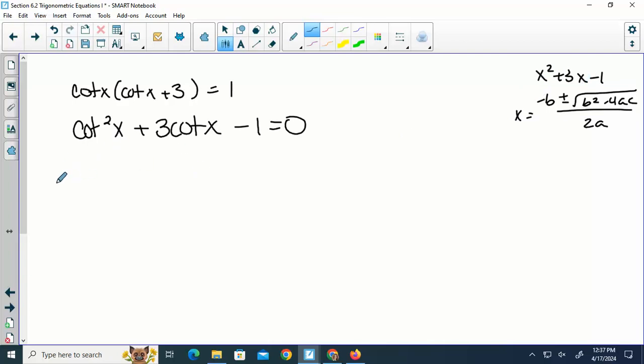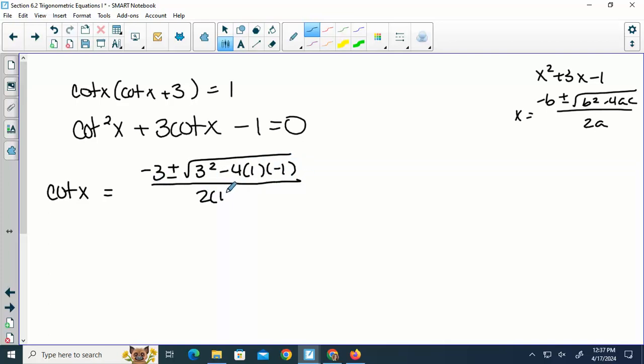My variable here is cotangent x. So cotangent x equals the opposite of 3 plus or minus the square root of 3 squared minus 4 times a times c. That's -3 plus or minus the square root of 9 plus 4, which is 13, over 2. Okay.